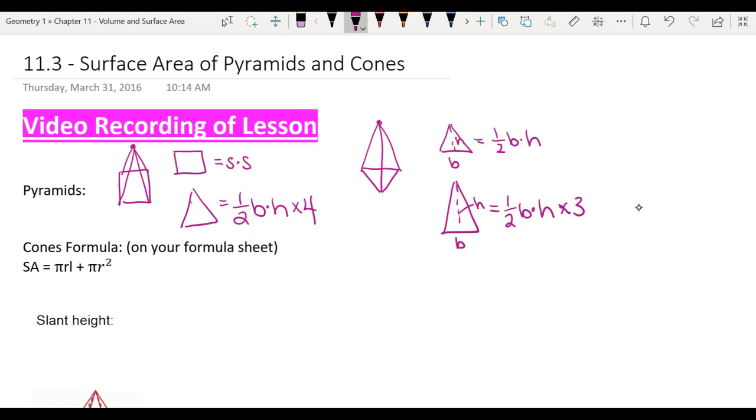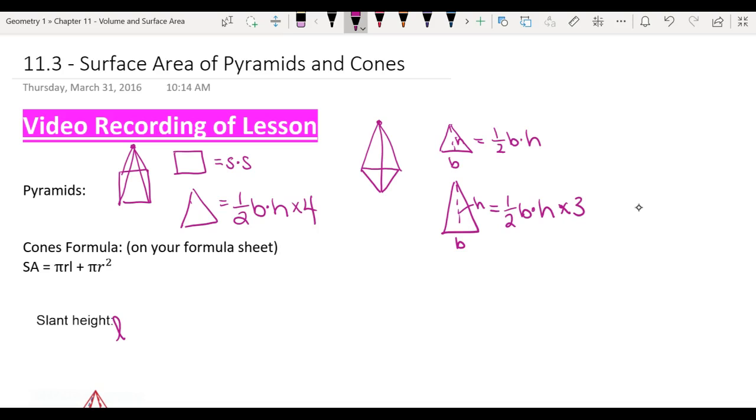All right. You'll also have cones today. On your formula sheet, the cones formula is on there. So you don't need to memorize this. This will be given to you. I will point it out where it is on that formula sheet. And the formula is pi r, this is an L, not a 1, it's an L, plus pi r squared. The L stands for slant height.